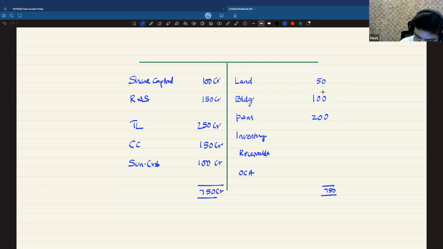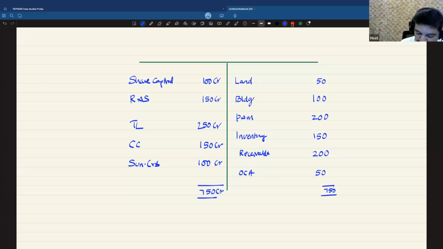So what is the overall position now? It's around 350 crore. And on the inventory, what they have spent is 150 crore. On the receivables, what they have spent is 200 crore. Other current asset is 50 crore. Is it totaling to 750? Can someone confirm? 50 plus 100 plus 200 plus 150 plus 200 plus 50. Yeah, this is totaling to 750 crore.